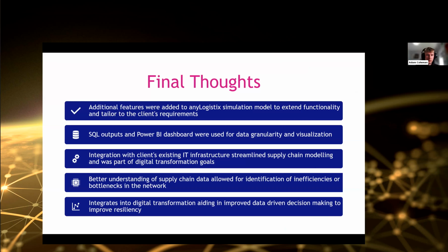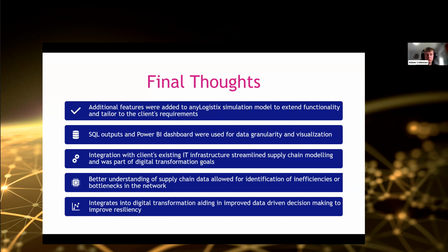So some final thoughts. Like I mentioned already, the additional features were added to the simulation model of AnyLogistix to essentially extend the default functionality and tailor it more to the client's requirements. So we still kept the default functionality, like I mentioned, but also added some extra stuff on top of it. We created SQL outputs and Power BI dashboards, so it gave us more data granularity and visualization.